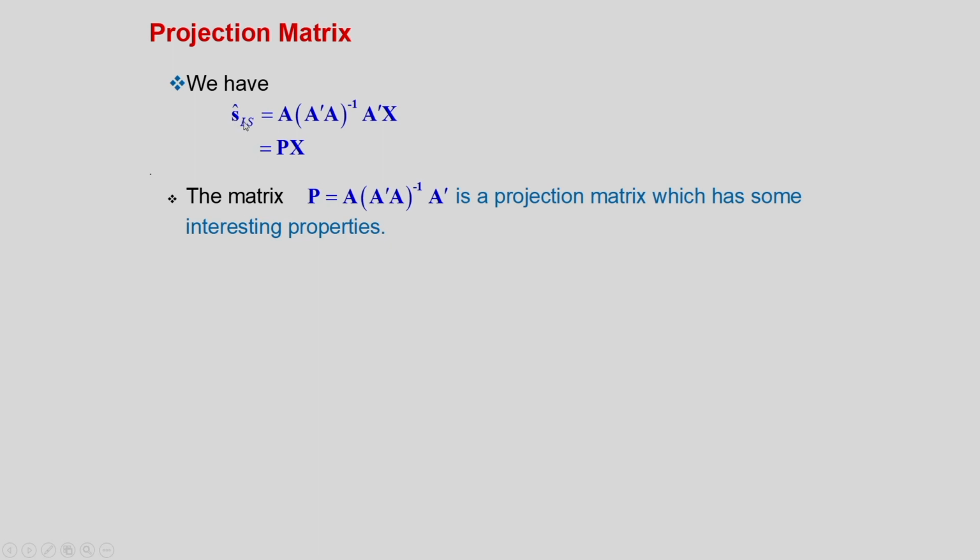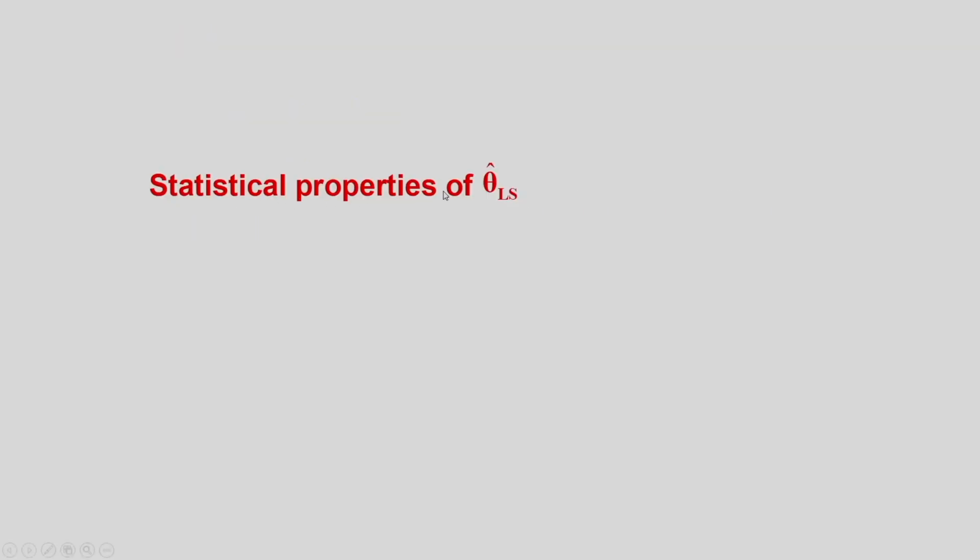We have s LS hat, the least squares estimator of the signal, equal to A times A transpose A inverse times A transpose x. This is the least squares estimation, and denoting this part by the matrix P, we get that the least squares estimator is equal to P times x. This matrix P, equal to A times A transpose A inverse times A transpose, is known as the projection matrix. It has some interesting properties, but we will not discuss them. Therefore, we can get the least squares estimator by multiplying the data vector by the projection matrix. Now, let us discuss the statistical properties of the LS estimator.